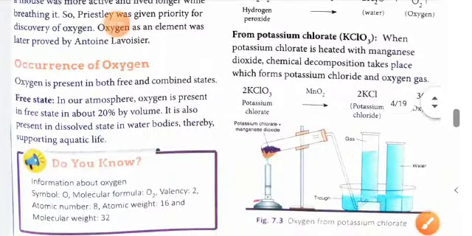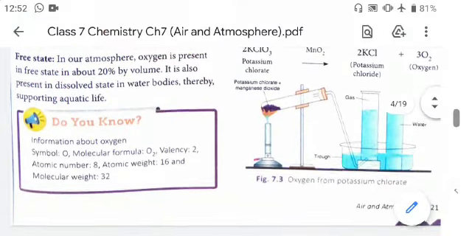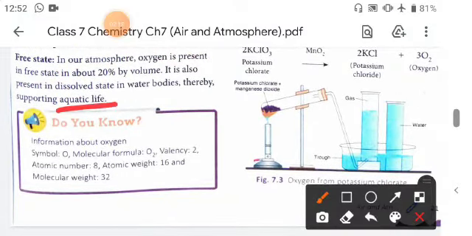Now, the occurrence of oxygen. You know that oxygen is present in both free and combined states. In the free state, in our atmosphere, oxygen is present in about 21% of the volume, and it is also present in a dissolved state in water bodies, thereby supporting aquatic life. The symbol of oxygen is O, molecular formula O2, valency 2, and atomic number 8. Atomic weight is 16 and molecular weight is 32.